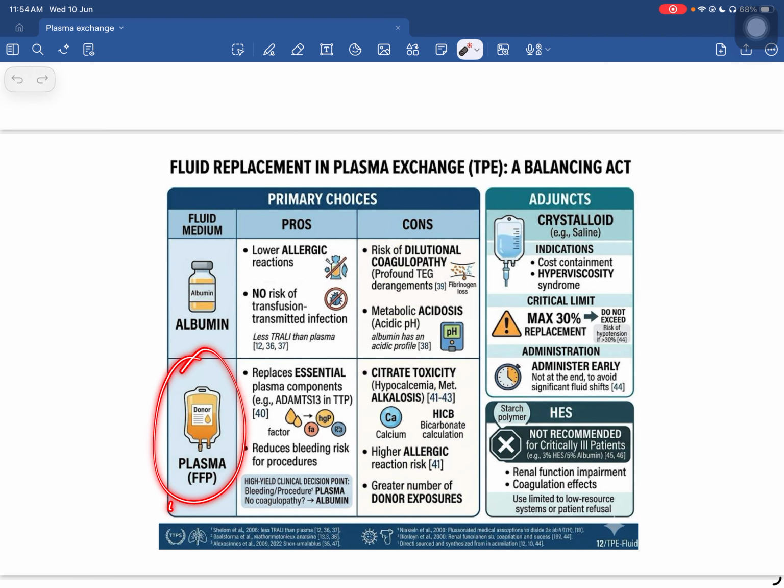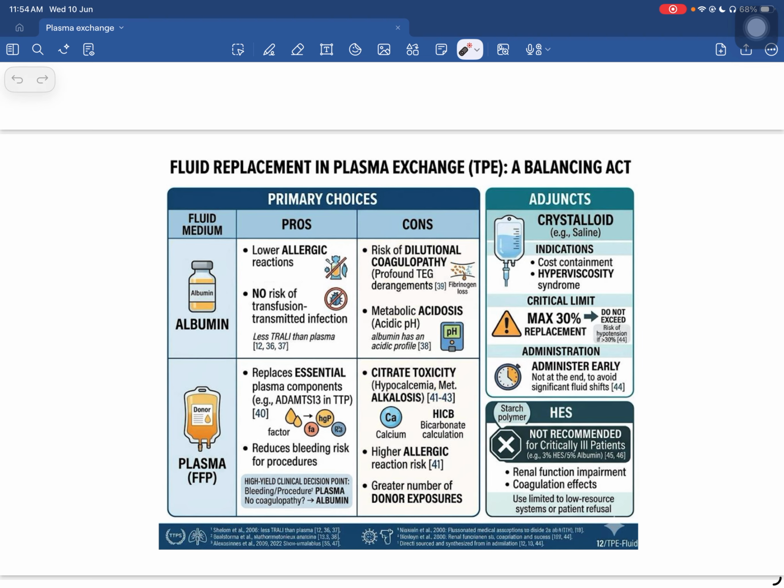Plasma, FFP, is generally used when you know that the patient has bleeding tendencies already. You use it in places where you have to replace essential plasma components like ADAMTS13 in case of TTP. This reduces the bleeding risk for procedures. The complications would be a higher allergic reaction risk, a greater number of donor exposures, and it causes metabolic alkalosis because for the metabolism of citrate, you need hydrogen ions. So the hydrogen ions are getting used up and then it finally forms bicarbonate. So you have metabolic alkalosis basically.